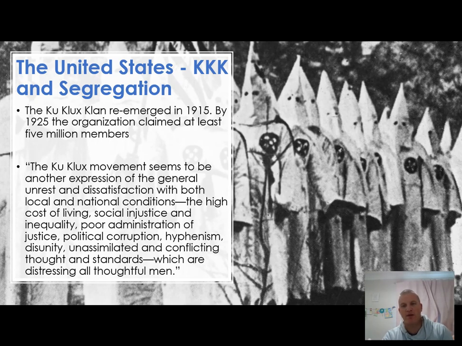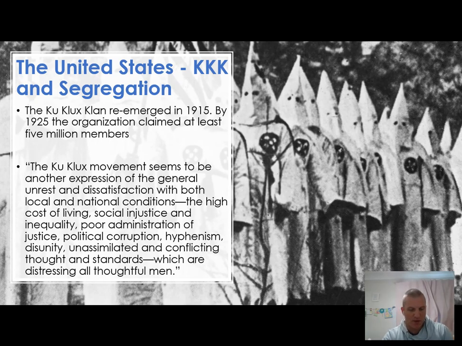And so, who's defending you? Who's defending your right? Who's making sure you still have a place in society? Who's defending traditional American values, as they would say? And that's why the KKK and segregation become really a significant issue during this time. So the KKK re-emerges, becomes really popular once again.